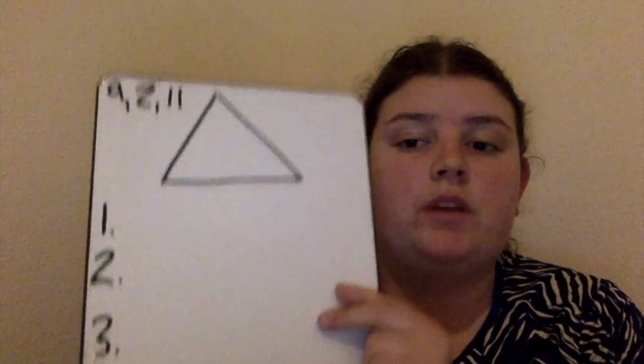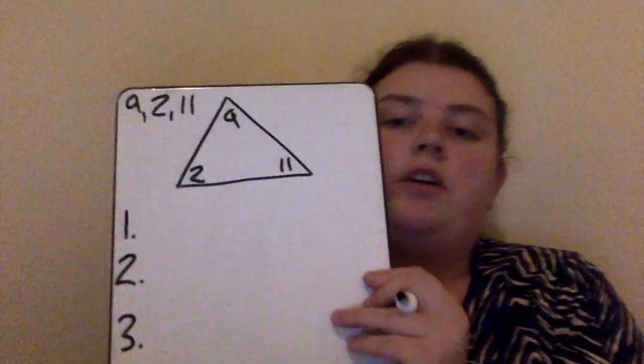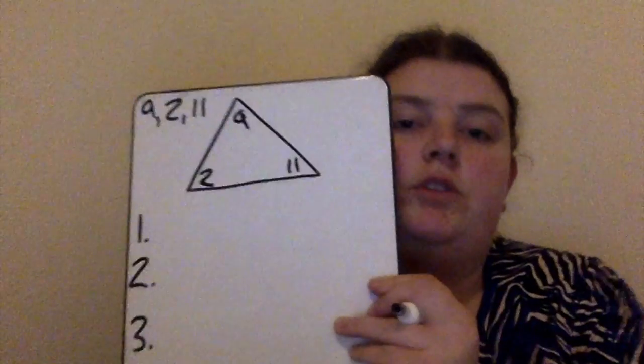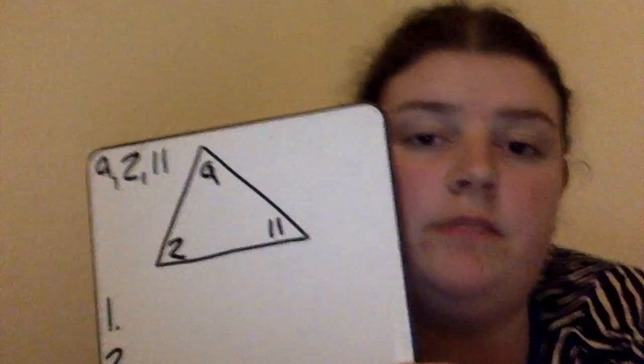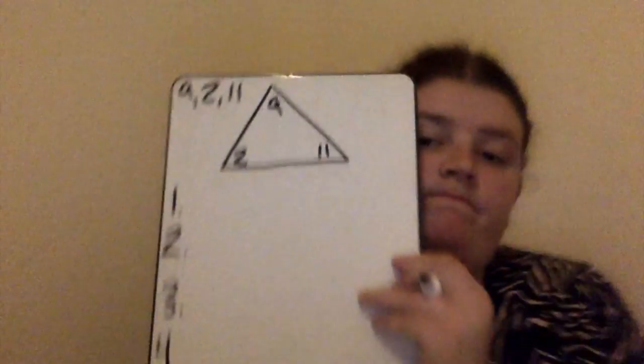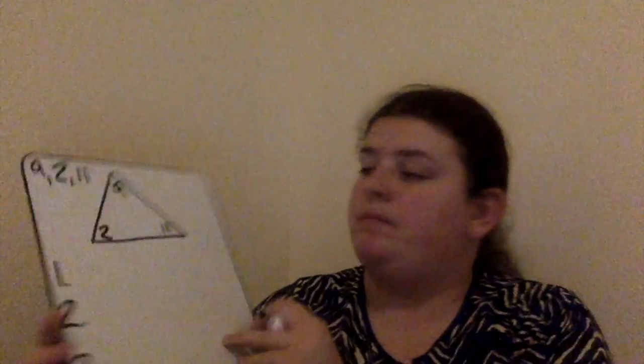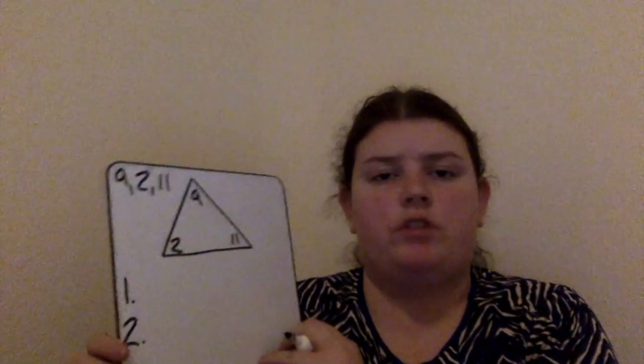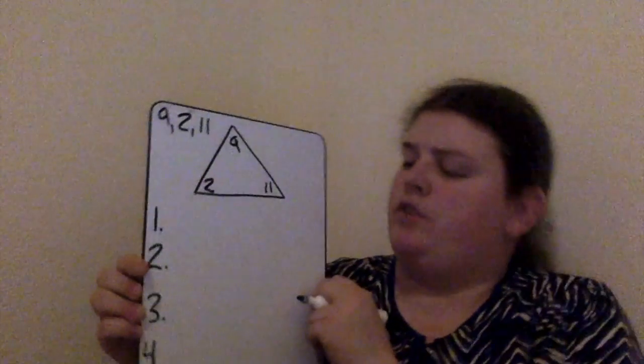Let's look at another example. So our 3 numbers are going to be 9, 2, and 11. So we'll put those in our triangle. There we have our 9, our 2, and our 11 in our family. So let's figure out if we're doing addition in our fact family, our first fact.